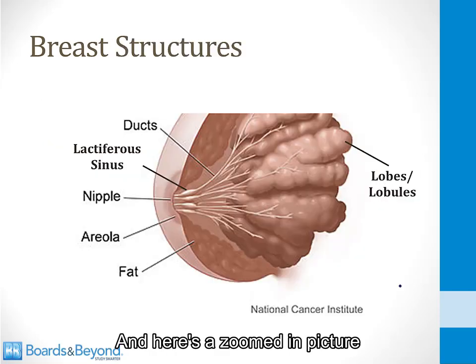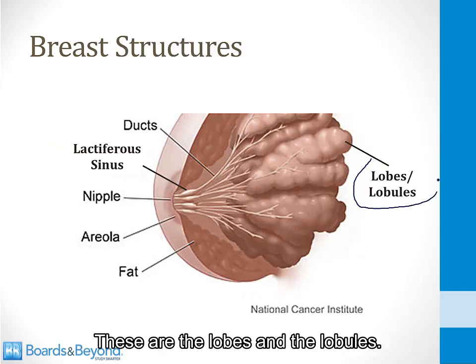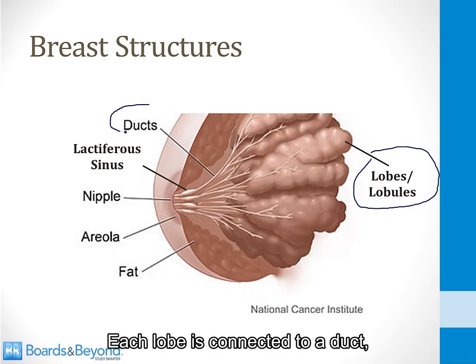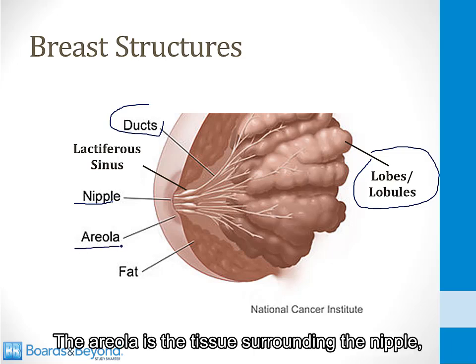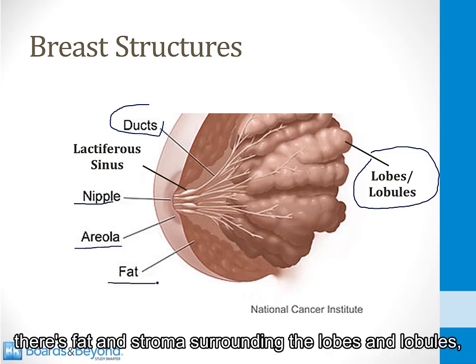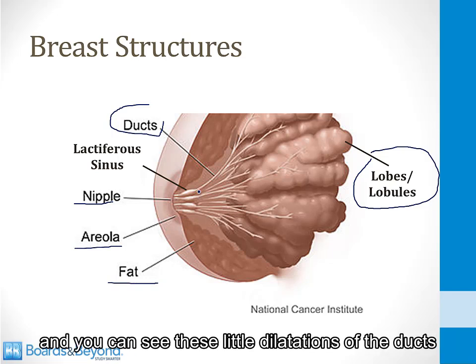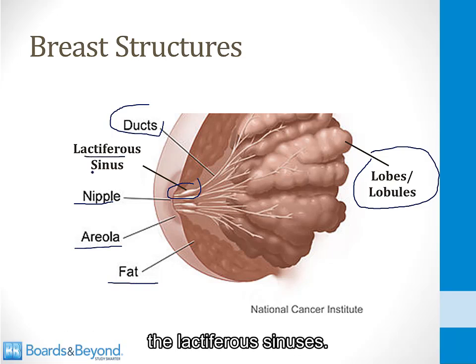And here's a zoomed in picture just to make this more clear. These are the lobes and the lobules. Each lobe is connected to a duct which drains milk to the nipple. The areola is the tissue surrounding the nipple. There's fat and stroma surrounding the lobes and lobules. And you can see these little dilatations of the ducts right before the nipple. Those are called the lactiferous sinuses.